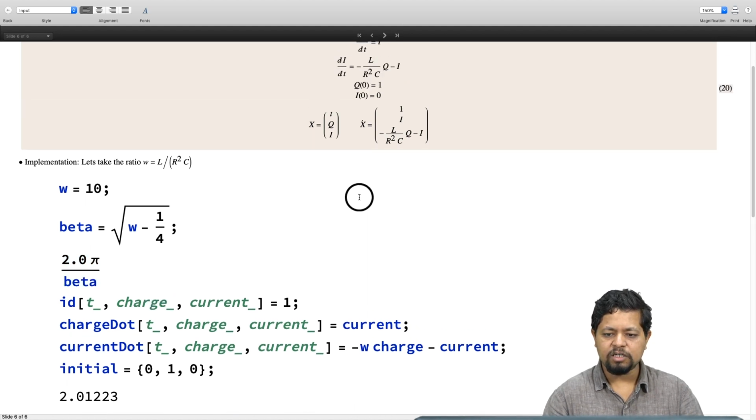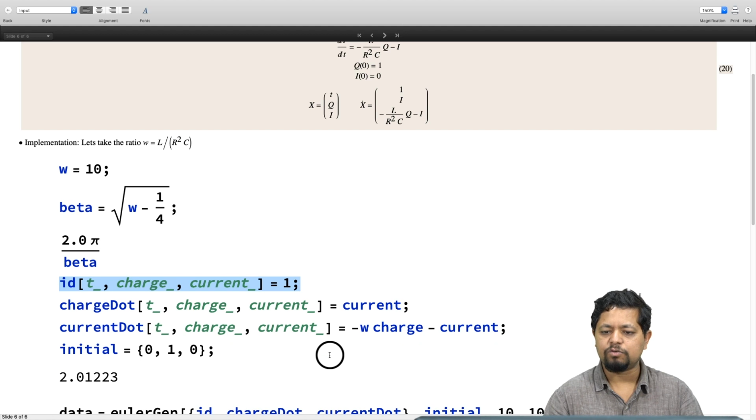Now I want to define these three functions. This is my first function, this is my Q dot, and this is my I dot. The third argument over here is I dot. So in order to define that, I'm going to call the first one identity. So this is defined over here. This is identity, and this is simply 1, but it has to have 3 arguments because my code wants each of these functions to have 3 arguments. So this one is a trivial one. You have to define an identity always in order to run the code. It should have 3 arguments: time, charge and current, and independent of those arguments it is always going to return 1 because dt by dt is always 1.